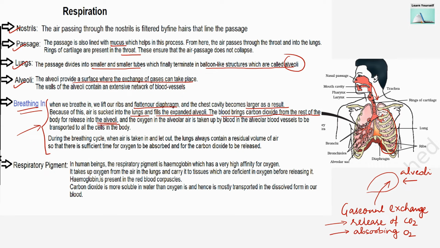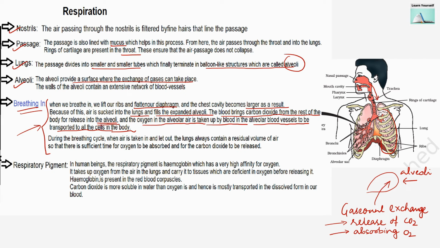The blood which has been circulated into the body parts, that is with the carbon dioxide, is impure blood. So that blood also comes to the alveoli, and the oxygen in the alveolar air is taken up by the blood in the alveolar blood vessels to be transported to the cells of the body. That's why we refer to it as gaseous exchange, because it releases the carbon dioxide and takes up the oxygen from the fresh air. So this gaseous exchange happens in the alveoli, in the alveolar air.